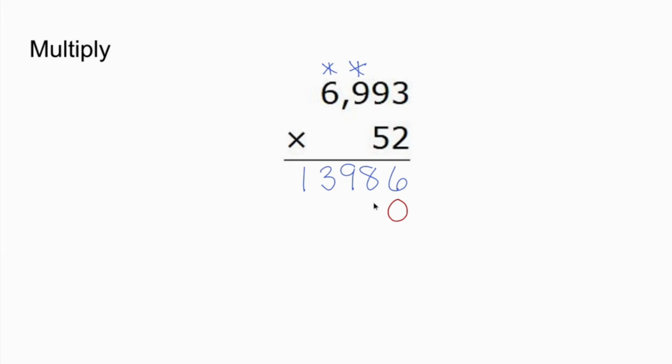5 times 3 is 15. Write out a 5, carry over the 1. 5 times 9 is 45. 45 plus 1 is 46. Write out a 6, carry over a 4. 5 times 9 is 45. 45 plus 4 is 49. Write out a 9, carry over a 4. 3 times 6 is 30. 30 plus 4 is 34. Since we're done, write out all of 34.